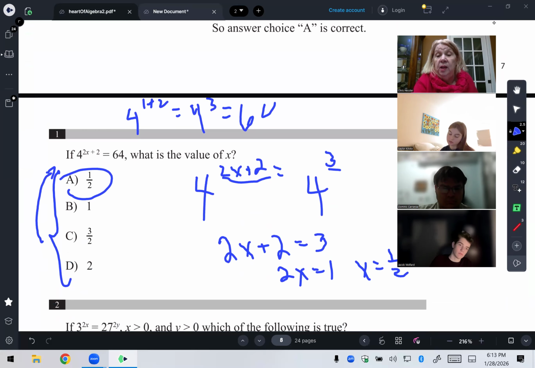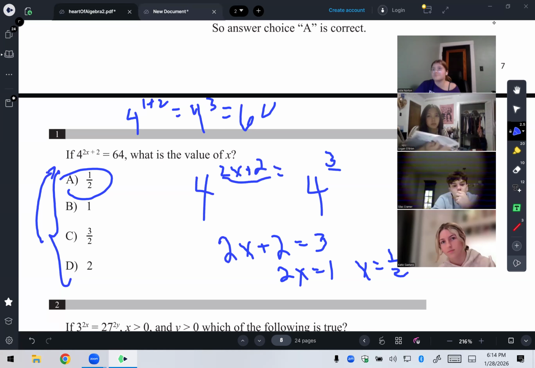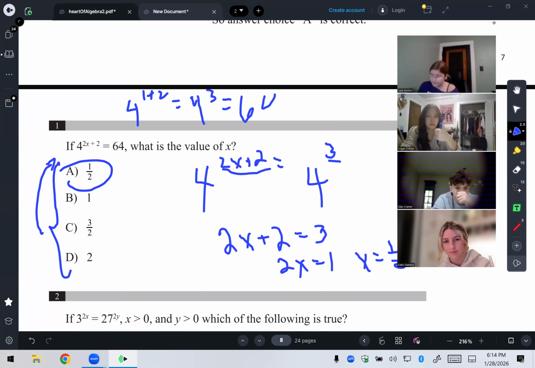So everybody good with this one? Dominic, you're okay? Thumbs up? Okay. Silas, I see you're nodding your head. That's good. Gabby, you're good. Julianne, Logan. Okay, we're all good. Let's go to number 2.